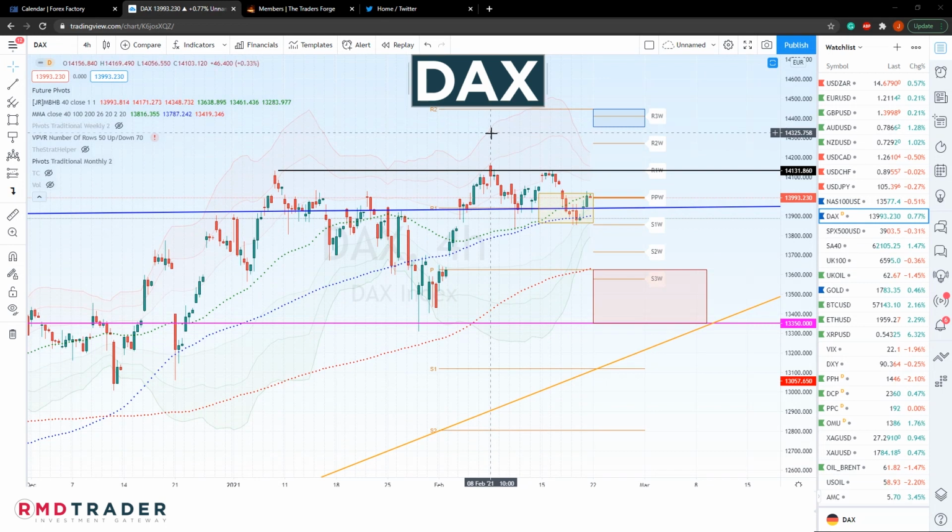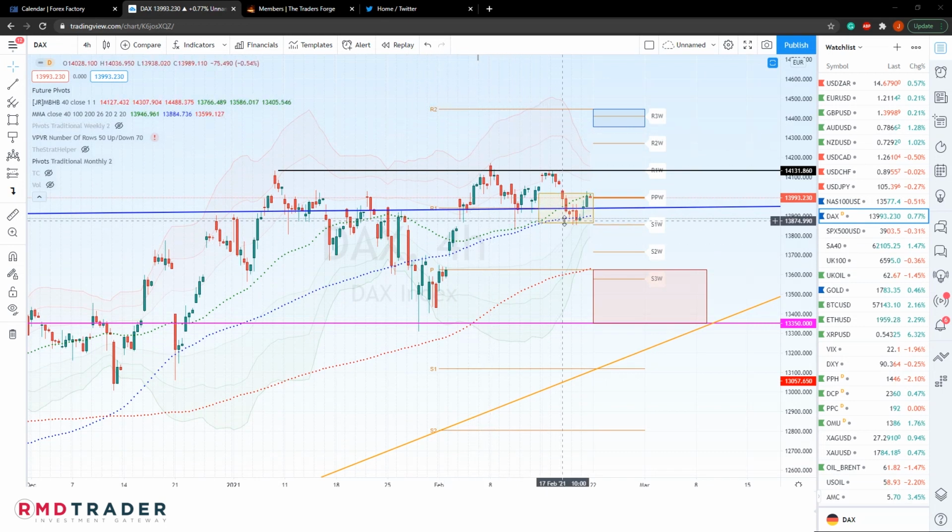Moving on now to the DAX. Last week saw mostly muted price action with another retest of our 4-hour 100 SMA. Resistance remains at the highs near 14,150, with a break above this level probably seeing a target area between 14,355 and our monthly R2 pivot at 14,444.